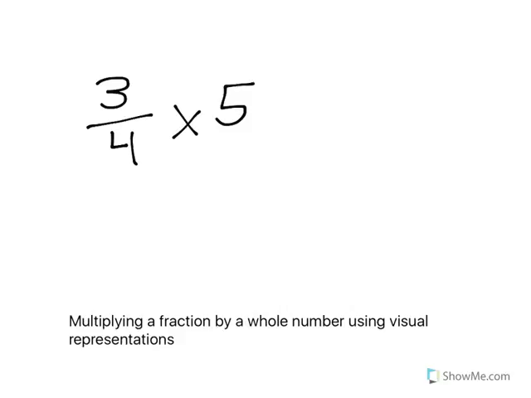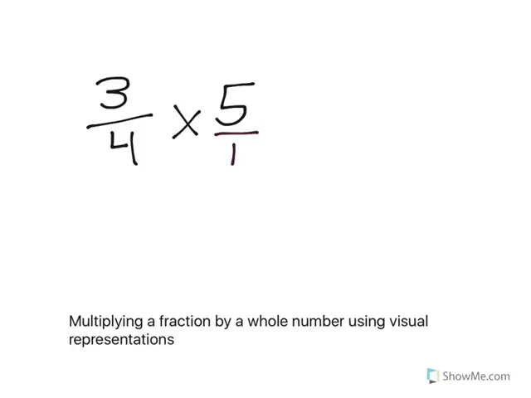In this video, I'm going to show you how to multiply a fraction by a whole number using visual representations. But first, I'm going to show you how you would do the standard algorithm for multiplying a fraction times a whole number. The first thing you would need to do is change your whole number into a fraction. To do that, you're going to put it over 1 because fractions are always top divided by bottom. 5 divided by 1 is equivalent to just 5.